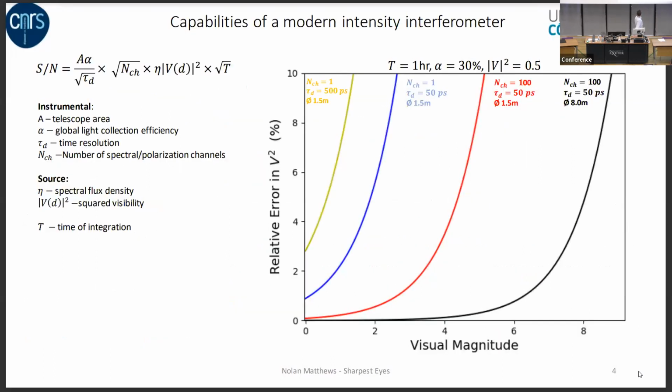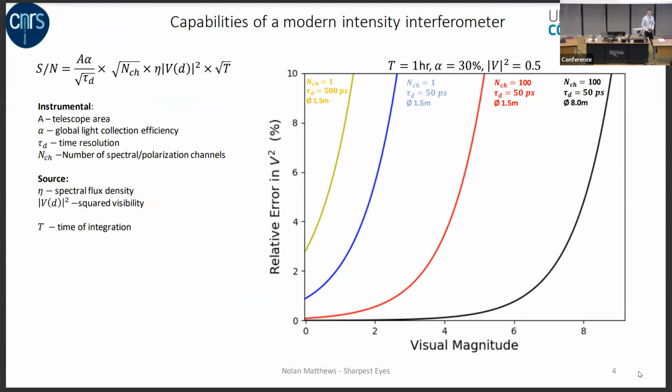So I think one of the biggest criticisms of intensity interferometry is the sensitivity. And so I just wanted to briefly go over that. On the top left, I'm plotting the sensitivity, which is the signal to noise of the intensity interferometer, as a function of various different instrumental parameters. You have the telescope area, the global light collection efficiency, and the time resolution, which you want as fast as possible.